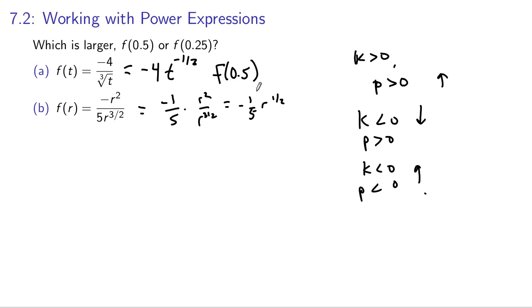Since the power is positive, the k is negative, we're going to be going down. So the bigger of the two is the smaller input value, 0.25.